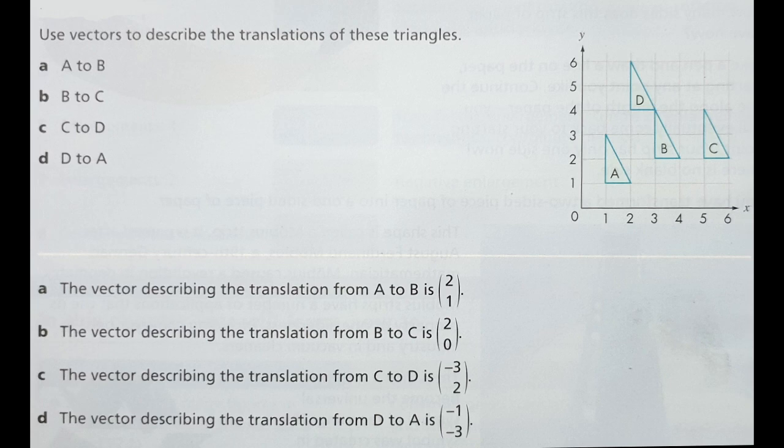And then from D to A, when you take, this has moved left and down. So moved left is 1 block and down is 3 blocks. So we have it as -1, -3.